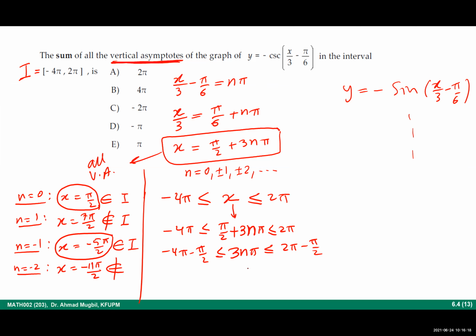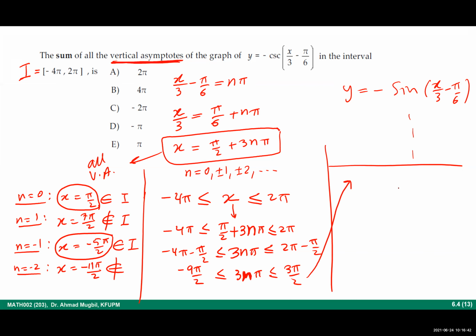Now simplify 3n pi. 2 pi minus pi over 2 is 3 pi over 2. And here we have negative 9 pi over 2. Now I need to solve it for n. What is n? I will divide by 3 pi. Pi over 3 pi gives us a half, and 9 pi over 3 pi is 3, so it is negative 3 over 2.